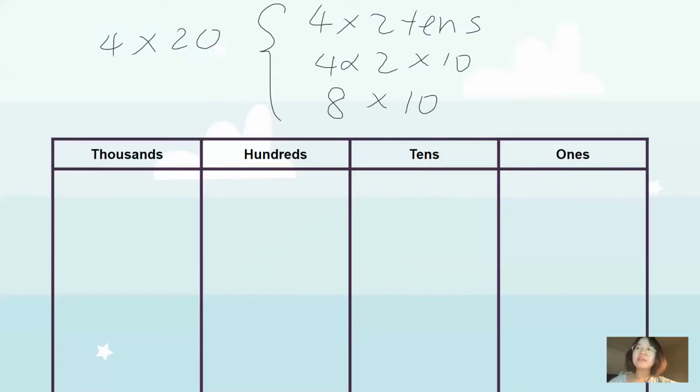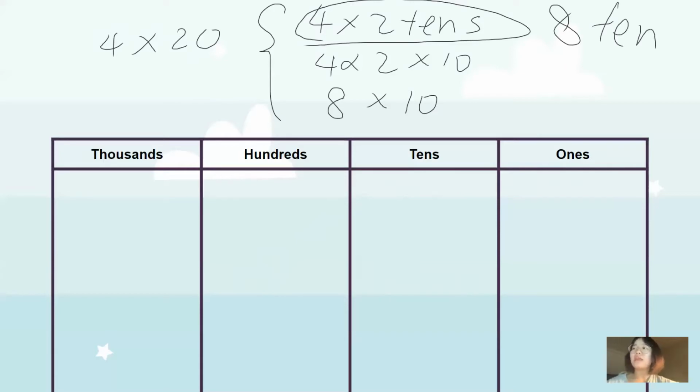So let's select one that is most helpful for us. I will choose 4 times 2 tens because I know 4 times 2. 4 times 2 is 8. And 8 tens, I know what 8 tens is. That is 80. So let's put down the place value chart.